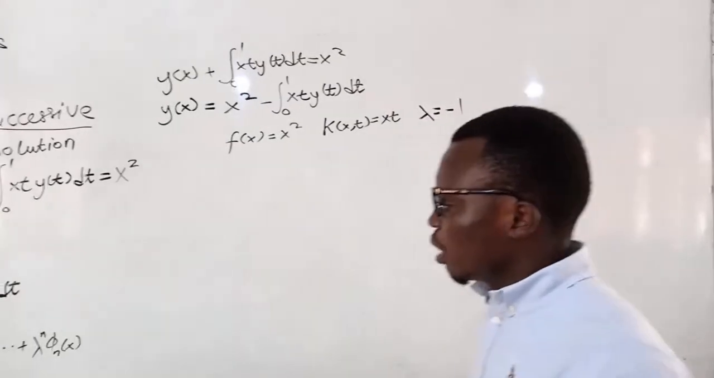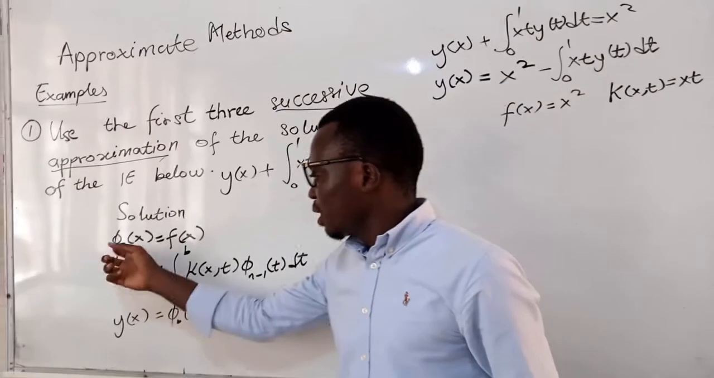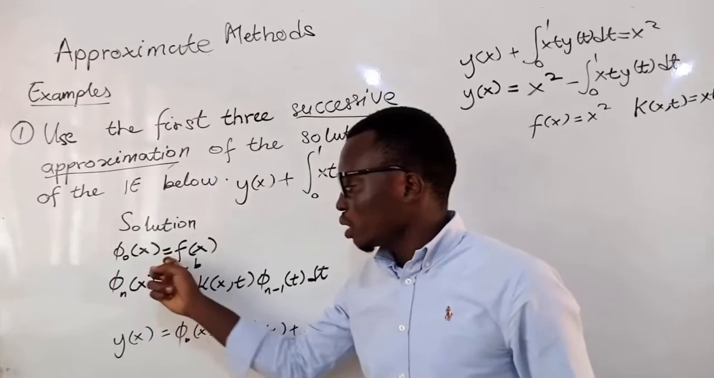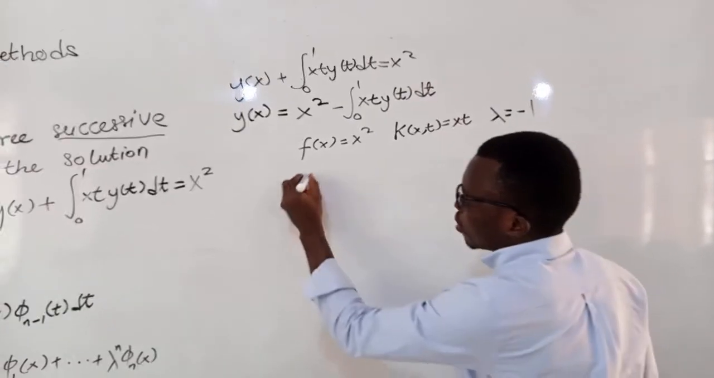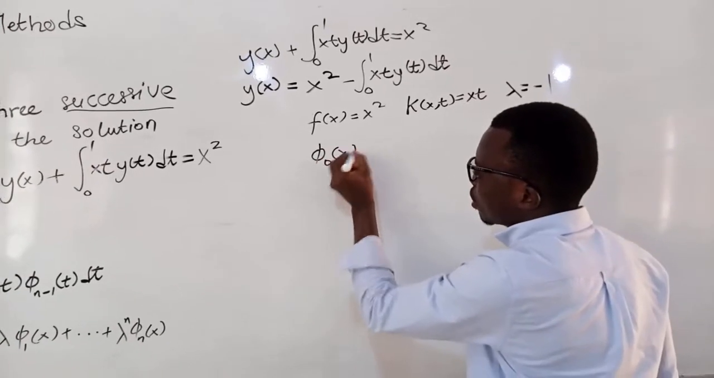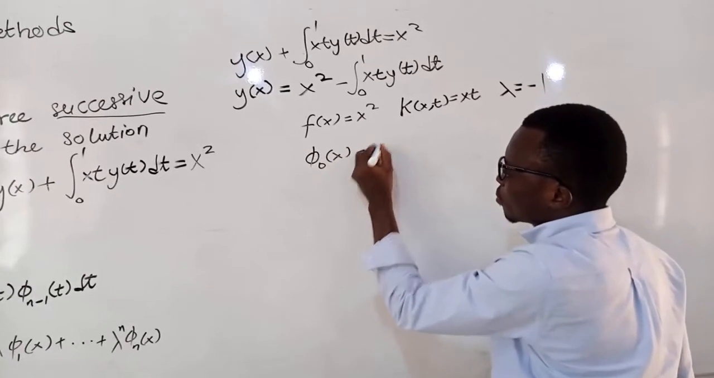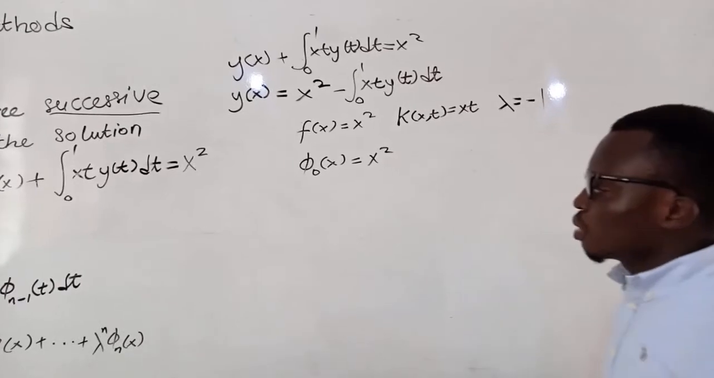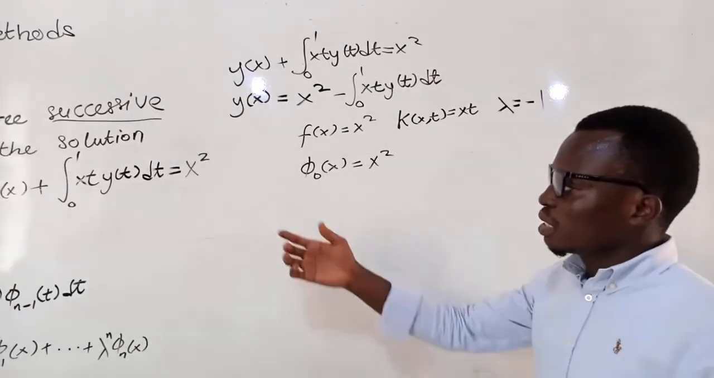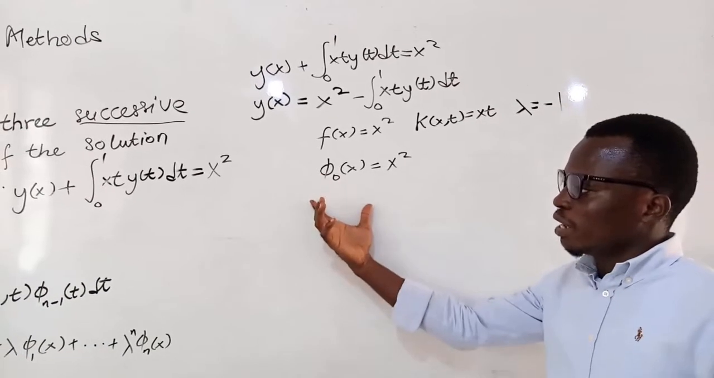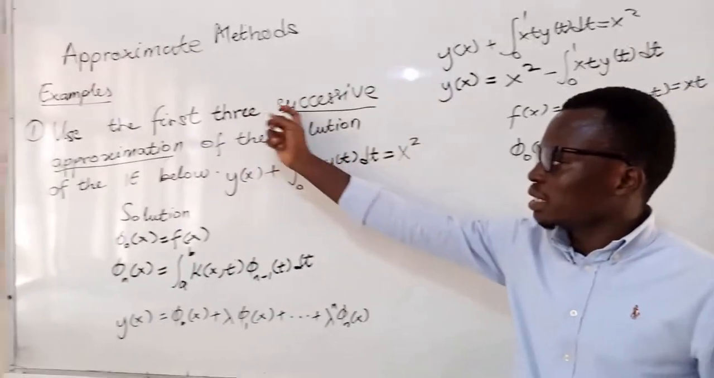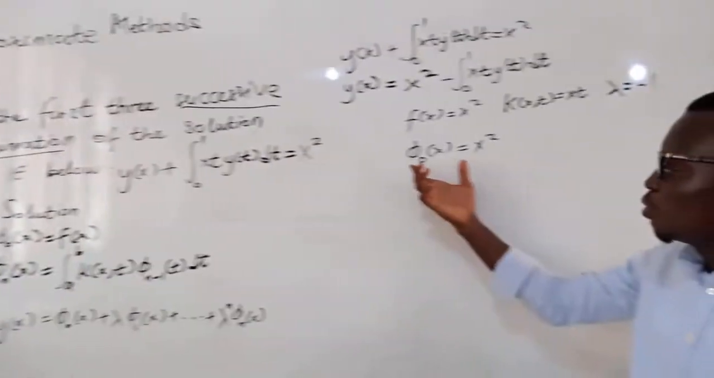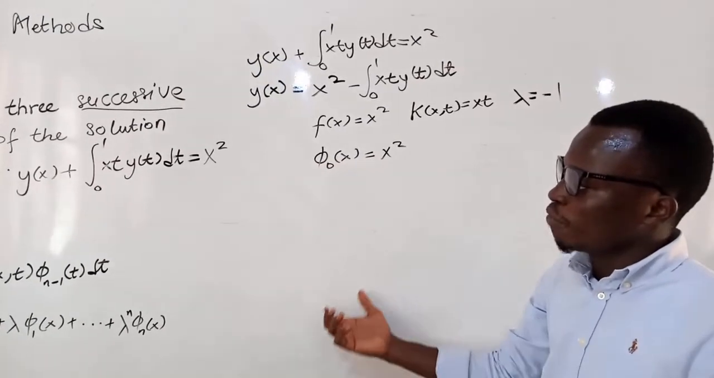Now we can say that from this relation, phi naught of s is equal to what? F of s. Then we are going to say that phi naught of s should be equal to s squared. Now, by the method of successive approximation, I'm going to look for phi naught, phi 1, phi 2, phi 3, because they said the first three successive approximations. We need to look for phi naught, phi 1, phi 2, and phi 3.